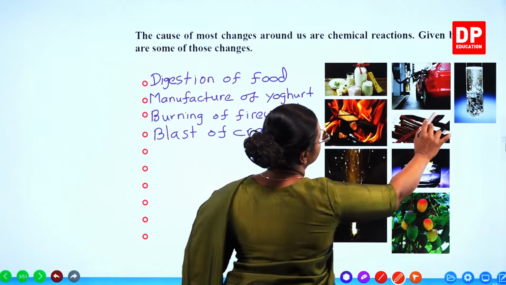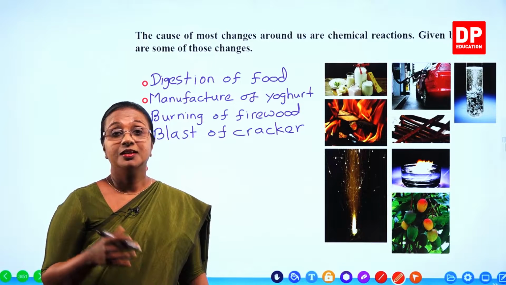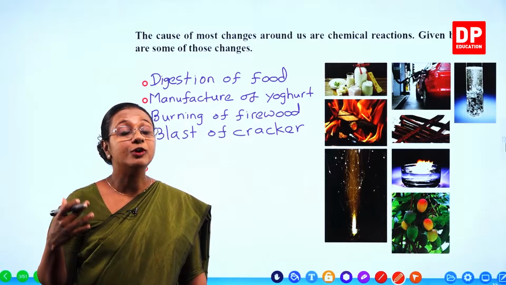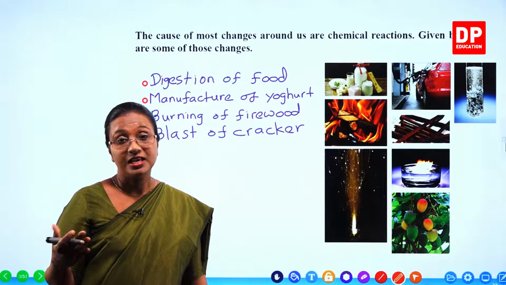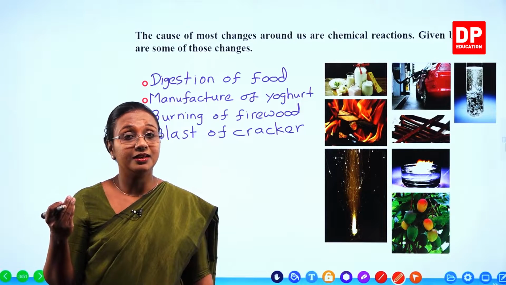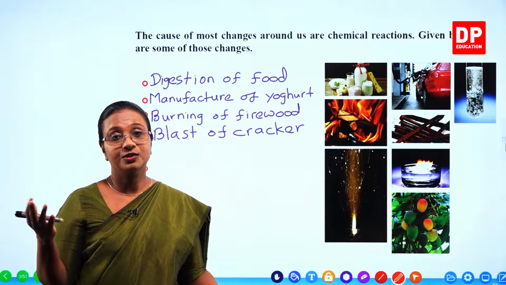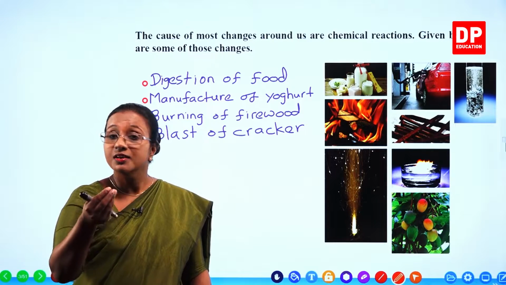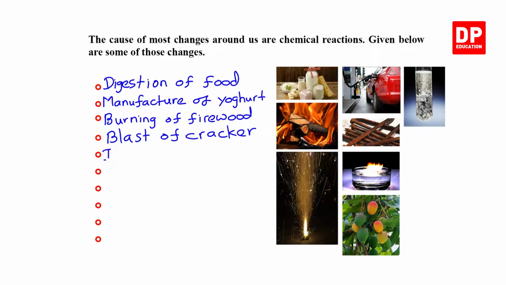Then this one, you can see petrol or fuel being pumped into a car. There what happens? The fuel has to undergo combustion so that the engine can function. Ignition of petrol or diesel. How long does that take? As you put the key, you start the car, it starts working. So it's a very fast reaction. Within seconds, the reaction takes place. Ignition of petrol.